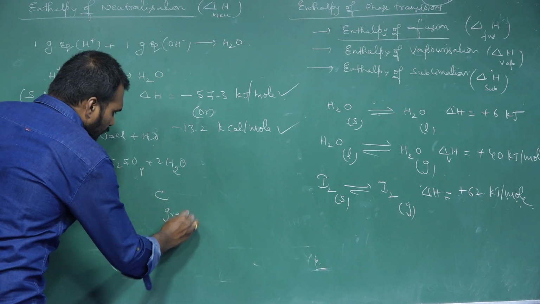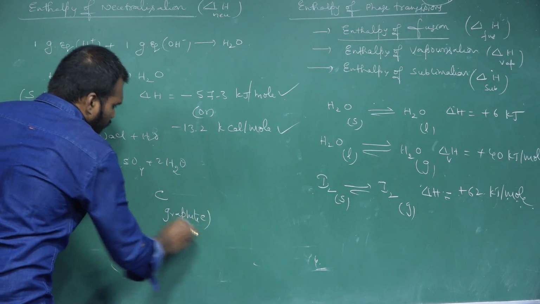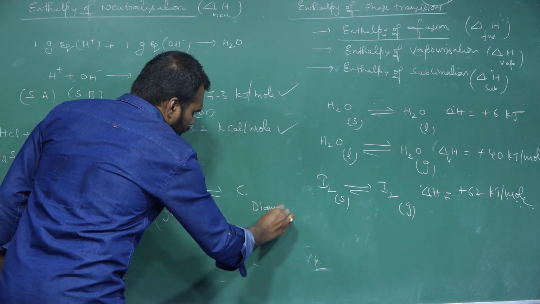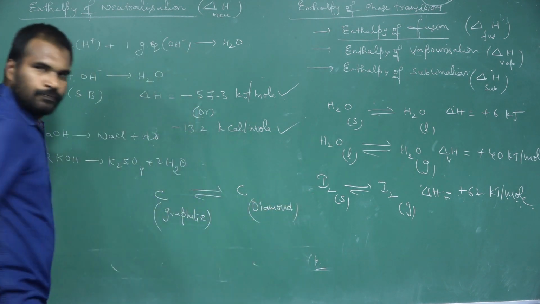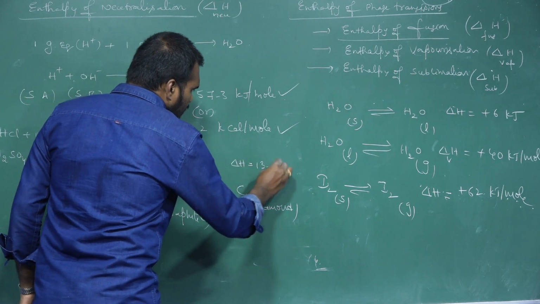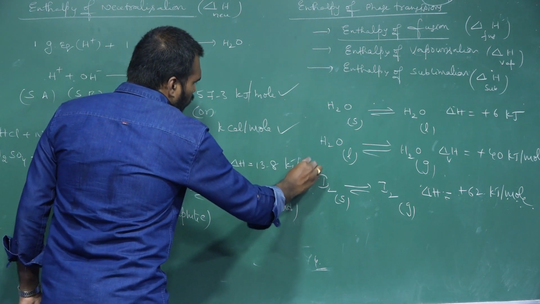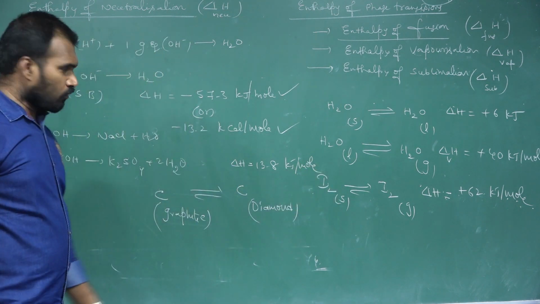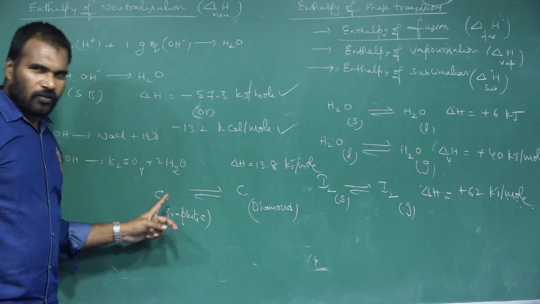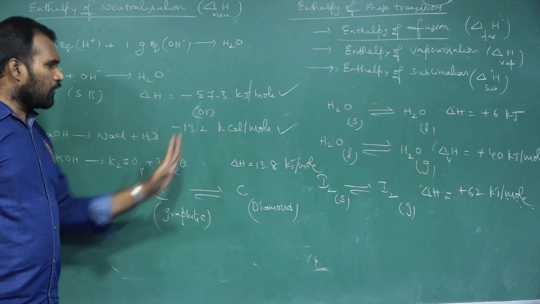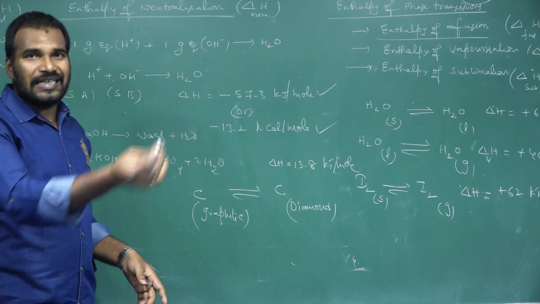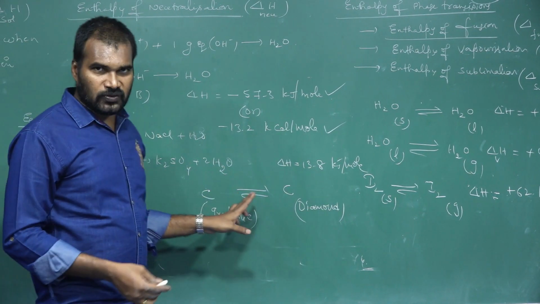For example, take carbon. Carbon's most stable allotropic form is graphite. I am converting this graphite form into diamond form, and its del H value is nearly 13.8 kilojoule per mole. Is it positive or negative? Definitely positive. Why? Because graphite is already the stable form. To convert this stable form into another, less stable form, it definitely needs energy. That is why it's an endothermic process.